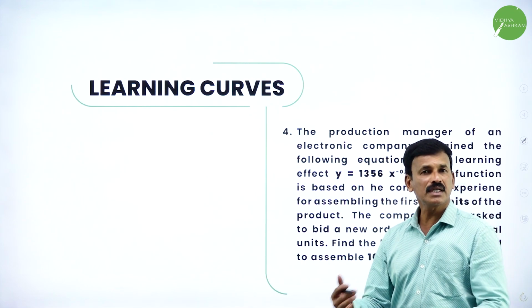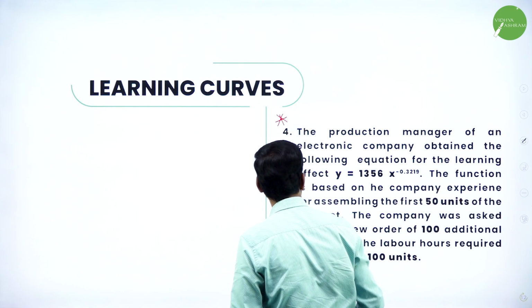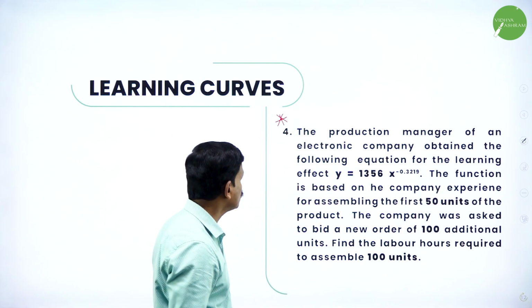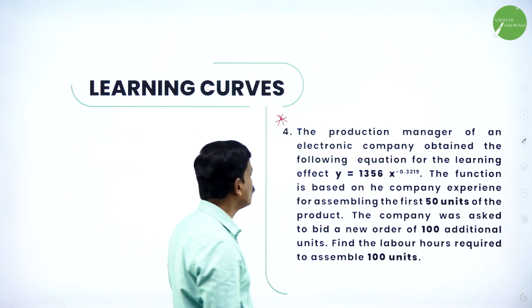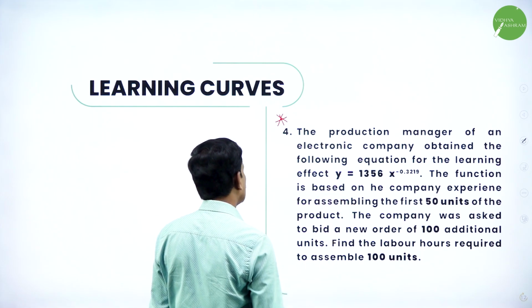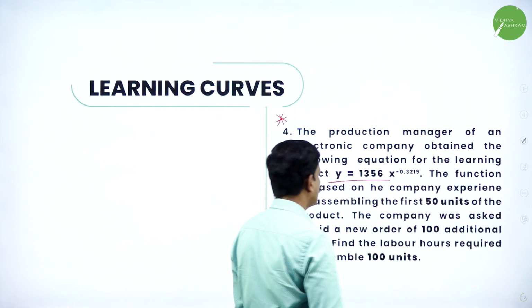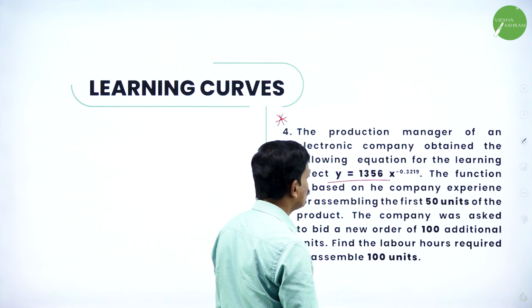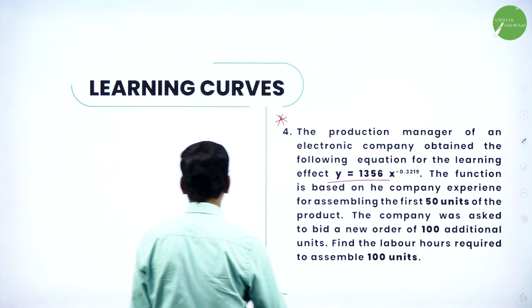Okay. Now, move on to the next type of problem. This is also important. This is the second type of problem actually. The production manager of an electronic company obtained the following equation for the learning effect. The curve is given: y is equal to 1356 into x to the power of minus 0.3219.